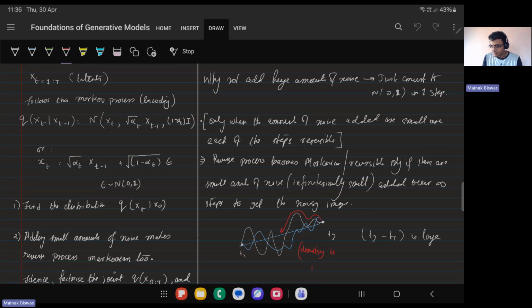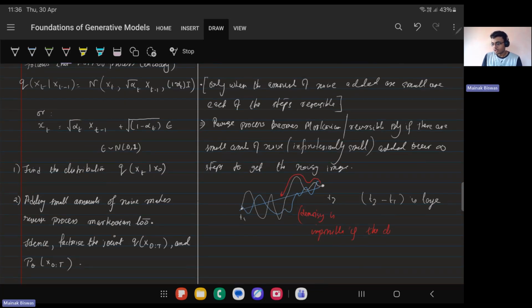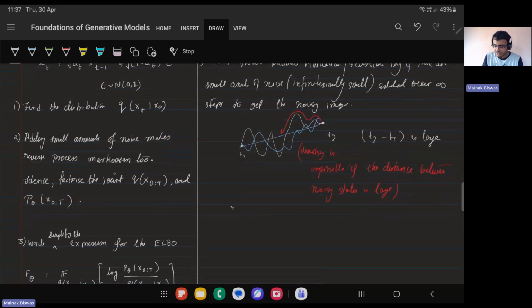Denoising is impossible if the distance between noisy states is large. Instead, if these T1 and T2 are very small, you could just take a linear approximation between T1 and T2 by using calculus, if delta T tends to 0. So this is the entire idea you should keep in mind when we are doing this denoising diffusion model.